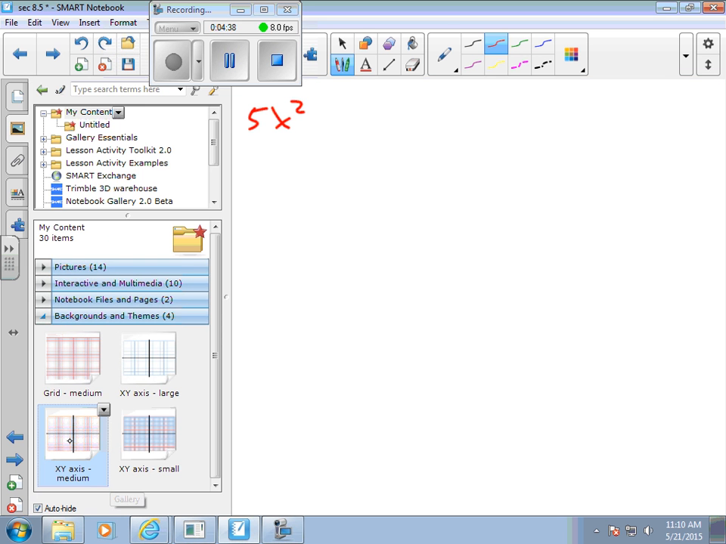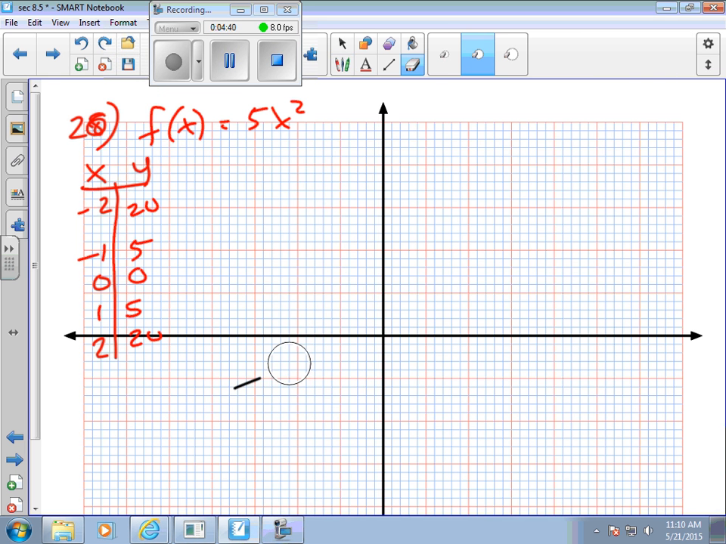So when I go to graph this one, I'm going to go with the small grid because of the big numbers. At 0, 0, I'm there. At 1, I'm at 5. At 2, I'm at 20, 10, 15, 20, so I'm there.